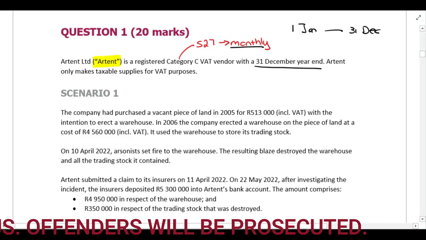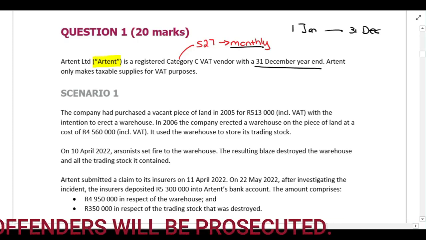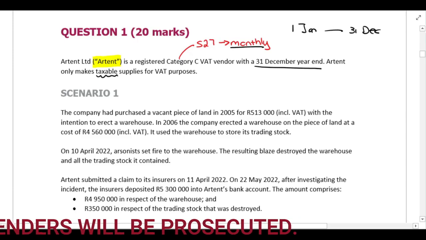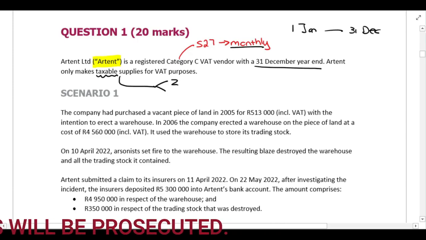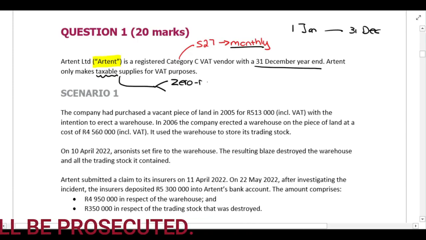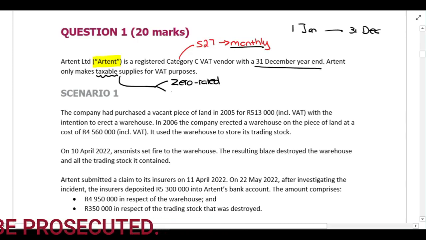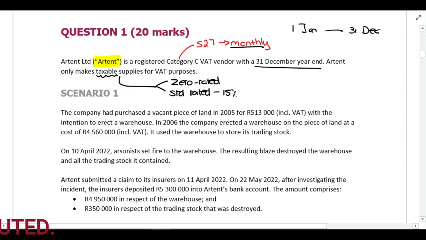And they say Artent only makes taxable supplies for VAT purposes. Now remember, that's also very important. Taxable supplies, remember you get 2 types. You get 0 rated, that is a taxable supply, and you get our standard rated ones, which is the ones at 15%. Those are both taxable supplies. Exempt supplies are not taxable.